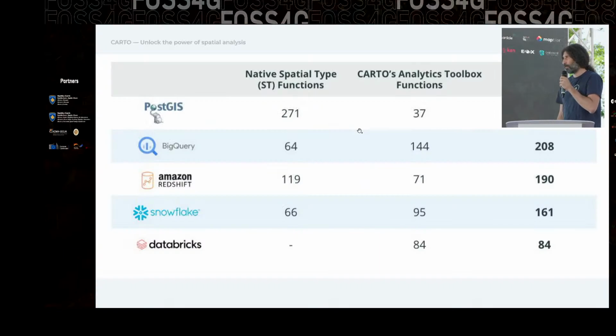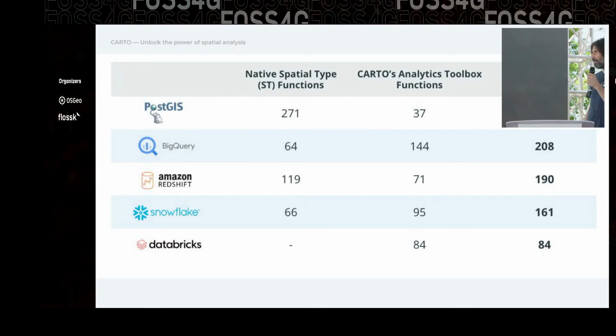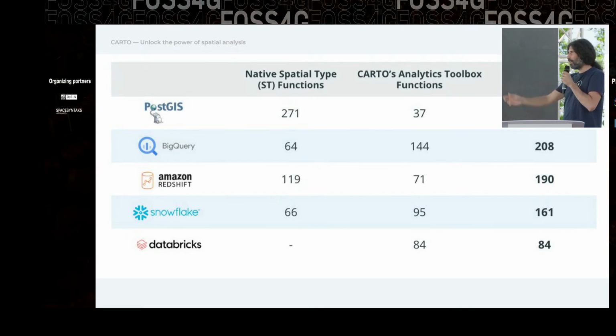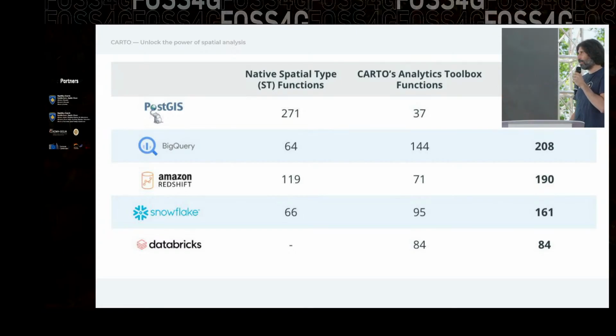This is a quick summary of what we have so far. You can see the number of functions related to spatial data, to spatial types, in the different databases and data warehouses. As you can see, of course, PostGIS provides a lot of them. Even in that case, we're adding new stuff, and in others, they're not so well prepared for that. They support, as I said, spatial data, but they don't have such a large array of functions, so we add quite a bit of them.